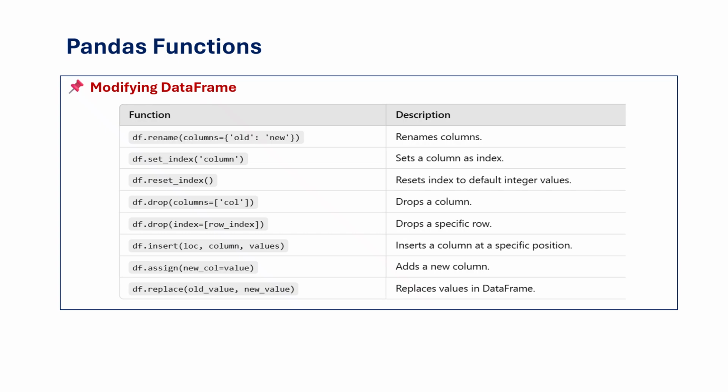df.assign() function adds a new column to the data frame. Values can be constant or calculated from existing columns, and it returns an updated data frame. df.replace() function replaces the existing values with new ones throughout the data frame. Useful for correcting data or handling inconsistent values. It can replace numbers, text or missing values.